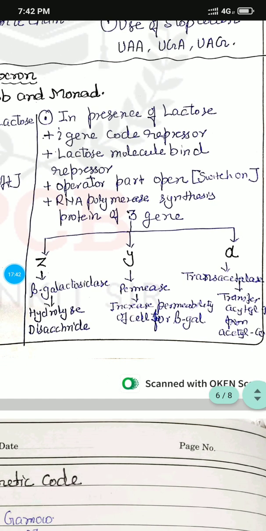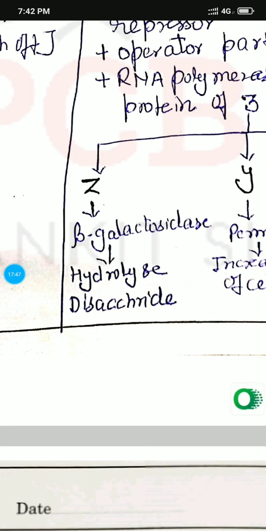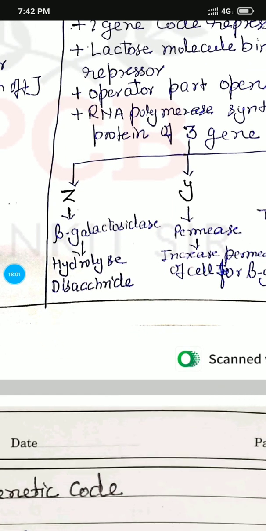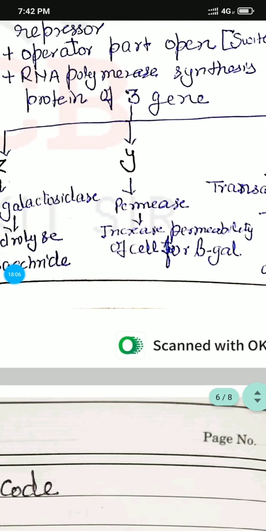The 3 genes are actually Z gene, Y gene, A gene. This Z gene actually codes the protein called beta galactosidase, which has the function of hydrolysis of disaccharide, meaning it hydrolyzes the disaccharide. Disaccharide is a type of carbohydrate sugar. Now what is the work of Y gene? Y gene actually produces permease, which increases the permeability, which increases the capacity of a cell so that it transfers the beta galactosidase to another part.